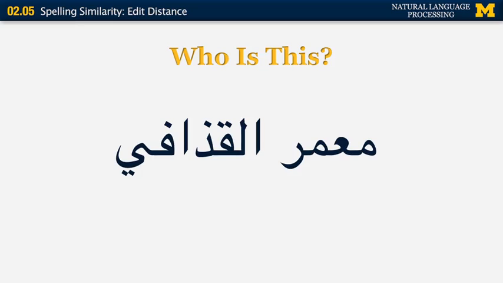I want you to be exposed to examples from as many languages as possible. Now, those of you who know Arabic can probably read this without any problems. But those who cannot, I'm going to give you some hints. So I want to ask you, can you guess with successive hints on my behalf who this person is?